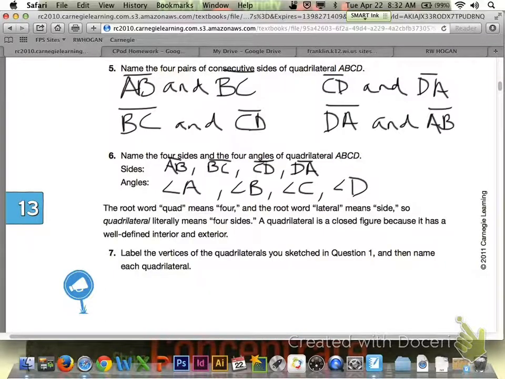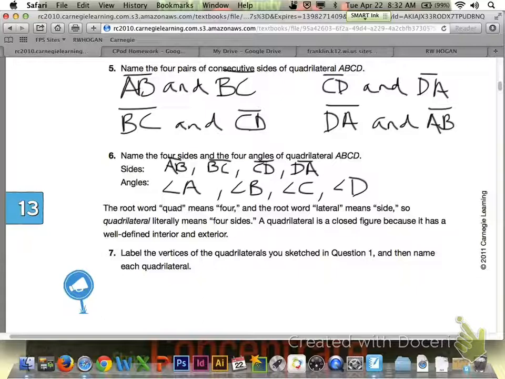If you take a look at number 5, now we're looking at 4 pairs of consecutive sides for quadrilateral ABCD. AB is consecutive to BC, CD and DA are consecutive, BC and CD and then last DA and AB. Remember, these are sides that do share a common endpoint. For number 6, the 4 sides would be AB, BC, CD, and DA, and the 4 angles that you see in quadrilateral ABCD are angles A, B, C, and D, just named for those 4 vertices.